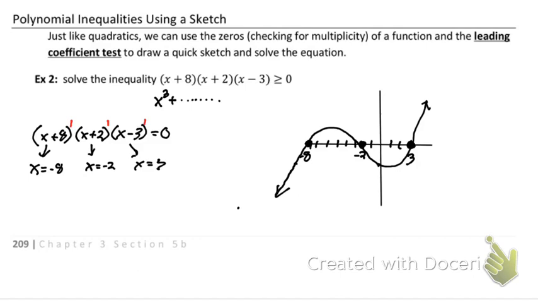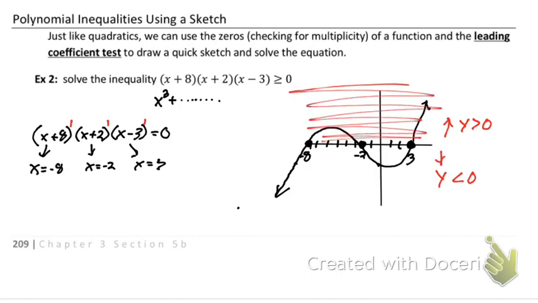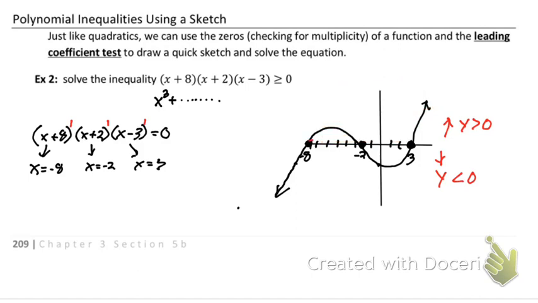All right, now they're asking, when is it bigger than or equal to 0? Remember, bigger than or equal to 0, they're asking, when is your y bigger than 0? Well, once again, your y is bigger than 0 in quadrants 1 and 2. That's where your y is positive. So I just need to get this little section right here and this little section right here, and we are done. We're going to use x values.